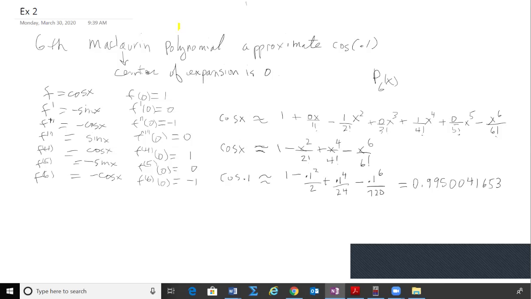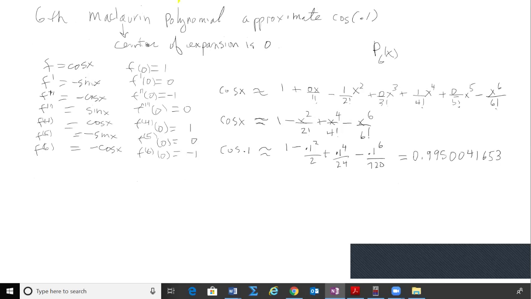So this is f of 0. This is f prime of 1 over 1. This is f double prime of 1, which was a negative 1, and so forth. That reduces to this. And then to actually make the approximation, I calculate using my polynomial, cosine of 0.1, plugged in here. So this is approximate. Okay, it's approximate.